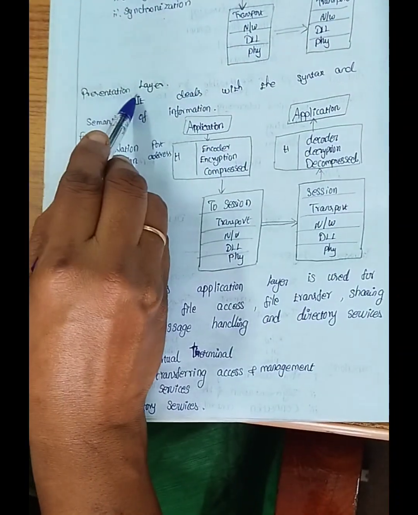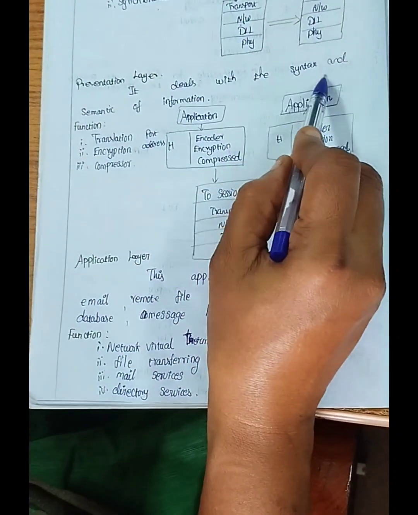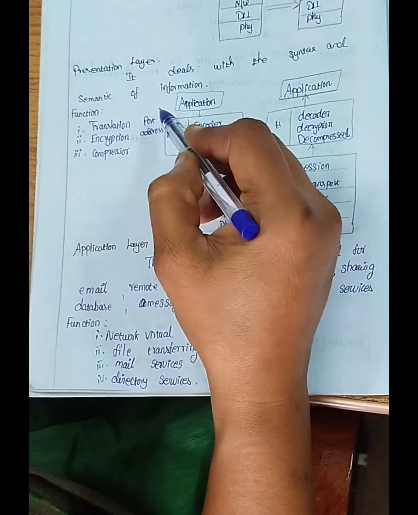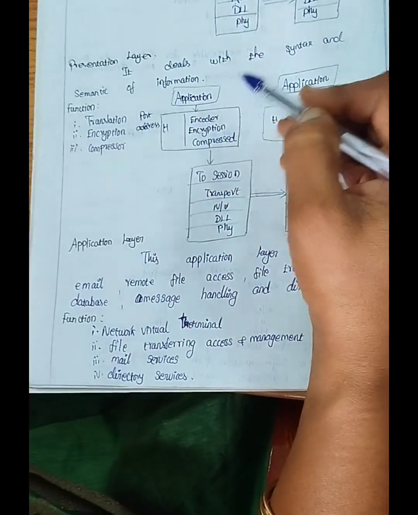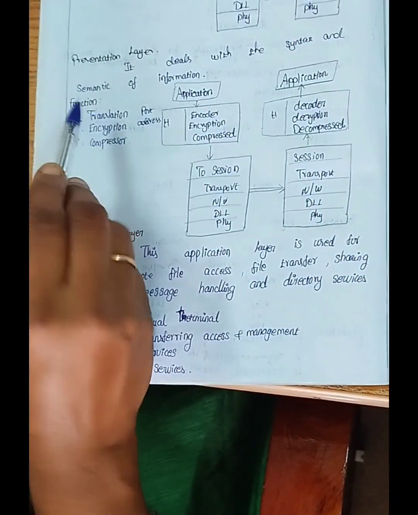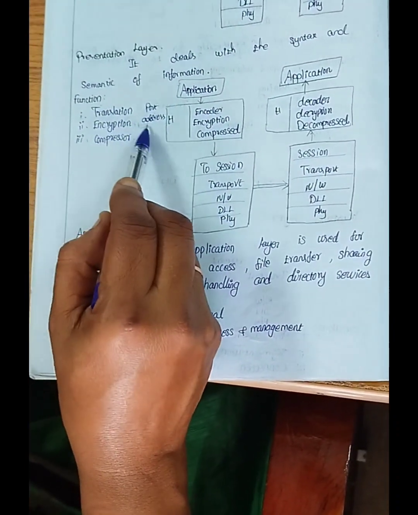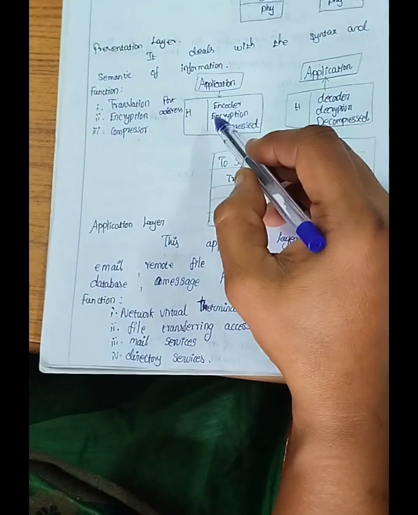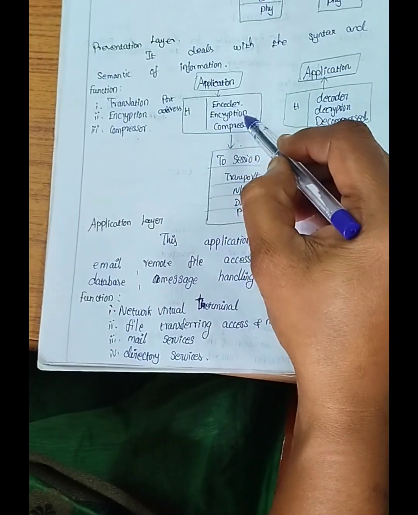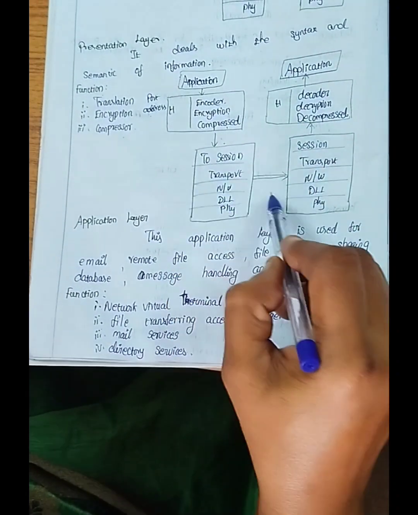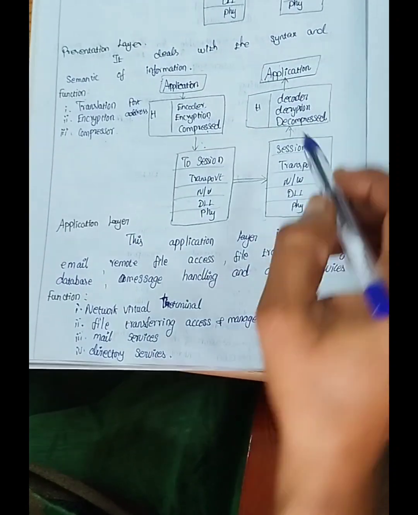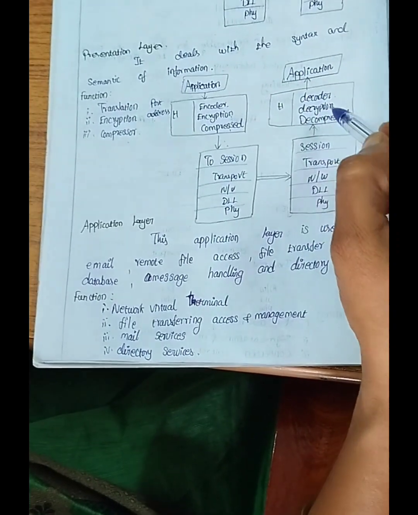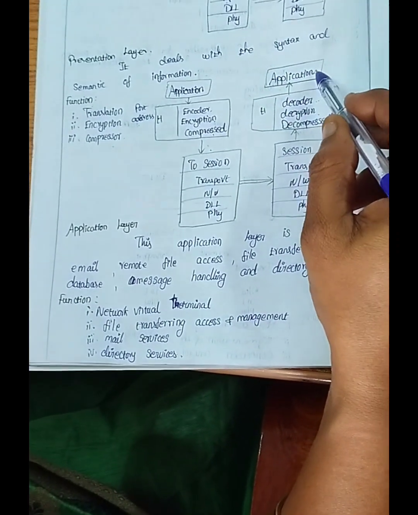And the next layer is the presentation layer. It deals with the syntax and the semantics of information. We know that syntax and semantics give the details about each and every part. And the functions are translation, encryption and compression. In the presentation layer, the data will be encoded, then encrypted, then compressed, and sent to the receiver side. There the data will be decompressed, decrypted, then decoded, and then sent to the application.